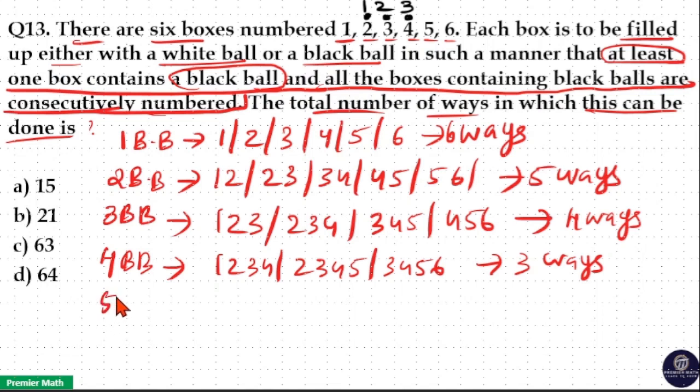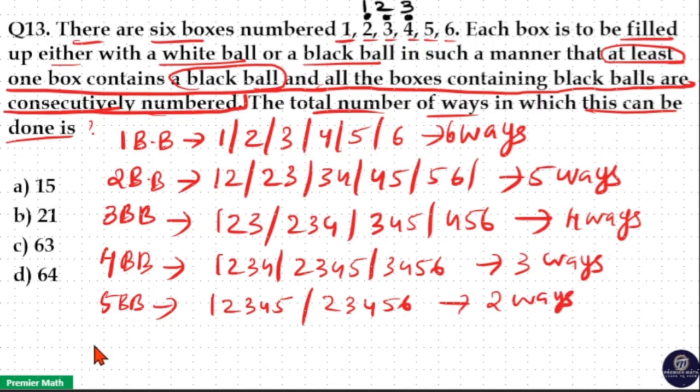Now if it is 5 black balls, then I can place it in 1, 2, 3, 4, 5 position, or 2, 3, 4, 5, 6 position. That is total 2 ways. Now if it is 6 black balls, then I can place it only one way. That is 1, 2, 3, 4, 5, 6 position, one way.